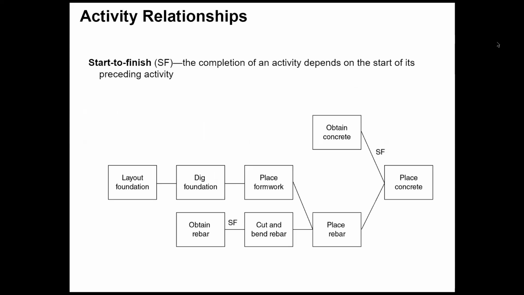So another one we have is start to finish. You start to operate the concrete and then you finish or place your concrete. So that is a really weird thing. The completion of your activity depends on the start of its preceding activity. Does that make sense? Do you guys have any questions for this one? So if all those are without a label, it means finish to start. You lay out the foundation, then you dig the foundation, then you place your framework. You obtain the rebar and then you cut the rebar. Does that make sense?